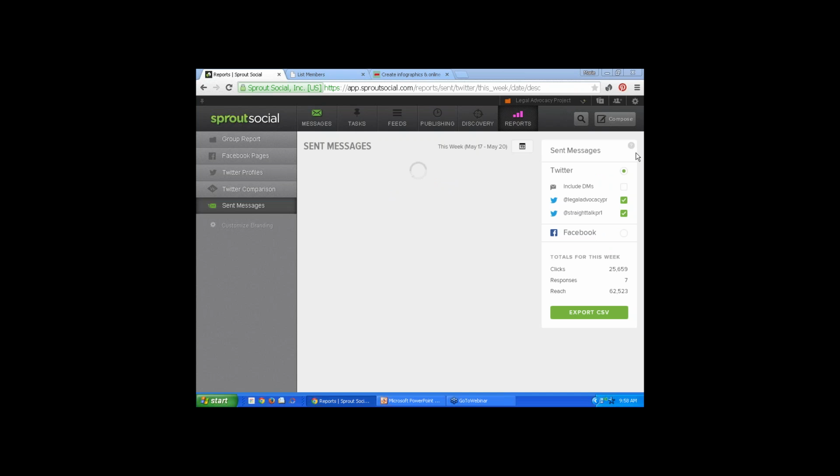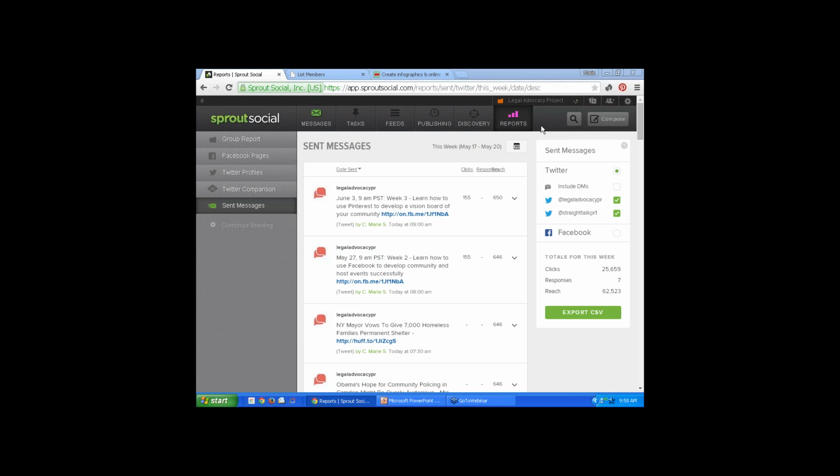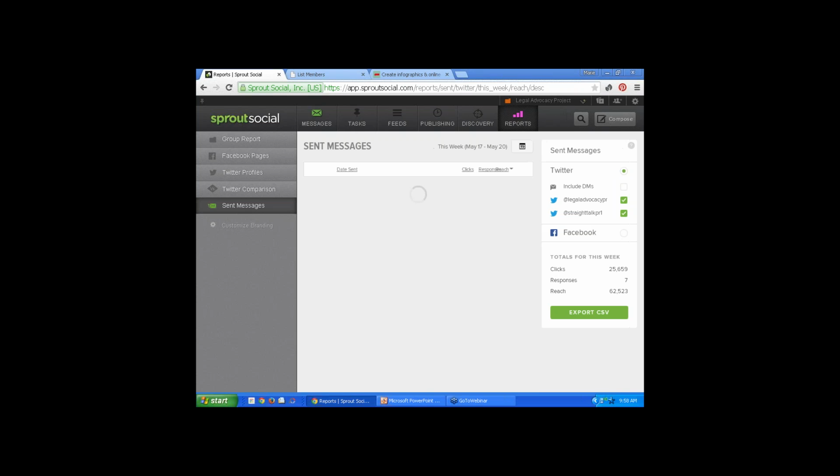Each tweet you can look at, for example, the first thing you can look at is what's called reach. You can look at clicks. You can look at response. You can look at what specific links got sent out and why. So, for example, if we look at reach.